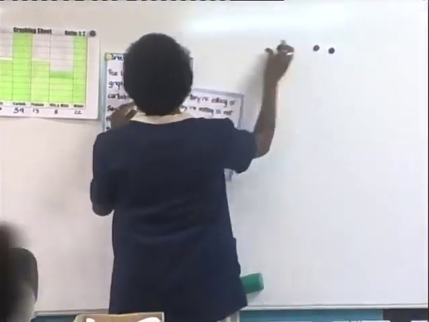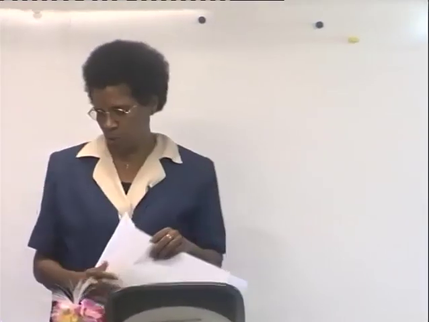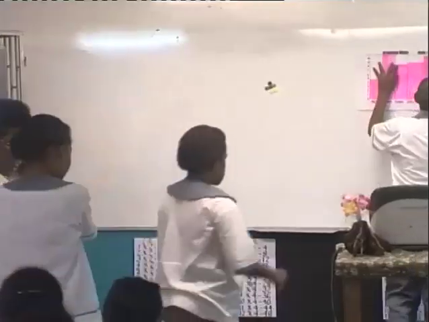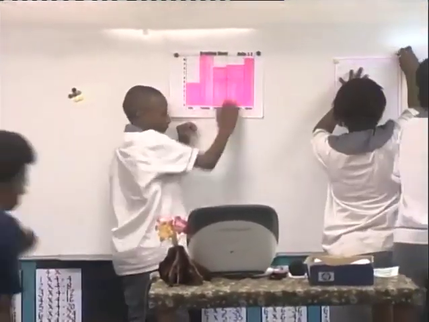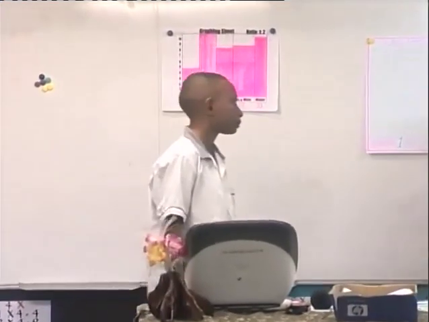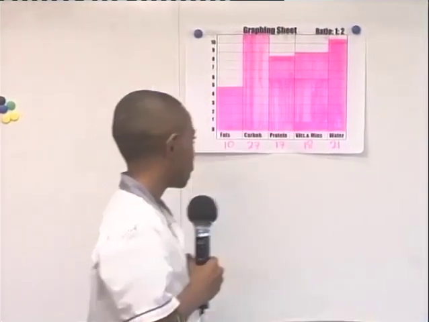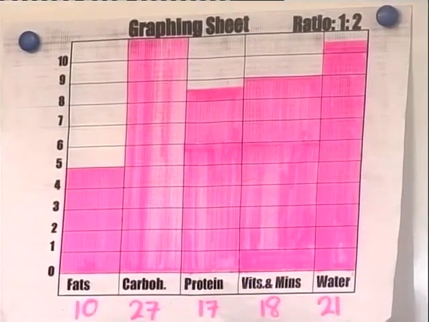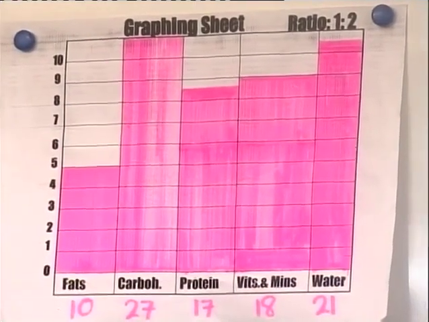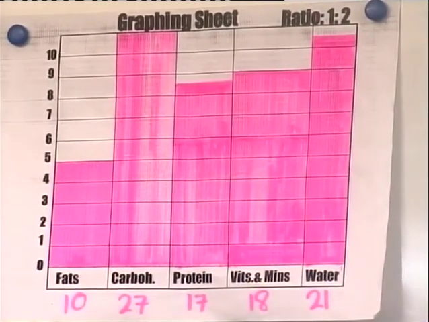Let's have group 1. We missed them, so we are coming back to them. If I can have them out quickly, group 1. Nutrients that the children eat: fats 10, carbohydrates 27, protein 17, vitamins and minerals 18, water 21.